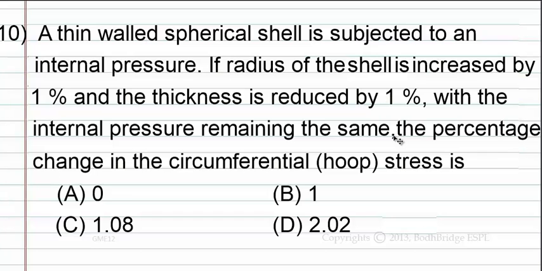A thin-walled spherical shell is subjected to an internal pressure. If the radius of the shell is increased by 1% and the thickness is reduced by 1% with the internal pressure remaining the same, the percentage change in the circumferential stress is. Options are: option A 0, option B 1, option C 1.08, option D 2.02.